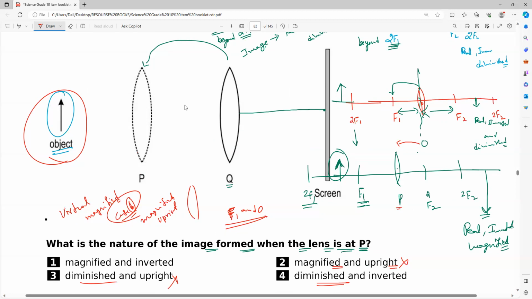Then 2F1 will become F1, and then somewhere 2F1 will come. On this side, F2 becomes 2F2, and before the optical center it will become F2. So the image and object positions remain the same; the lens is shifting. So the characteristics will become real, inverted and magnified image.